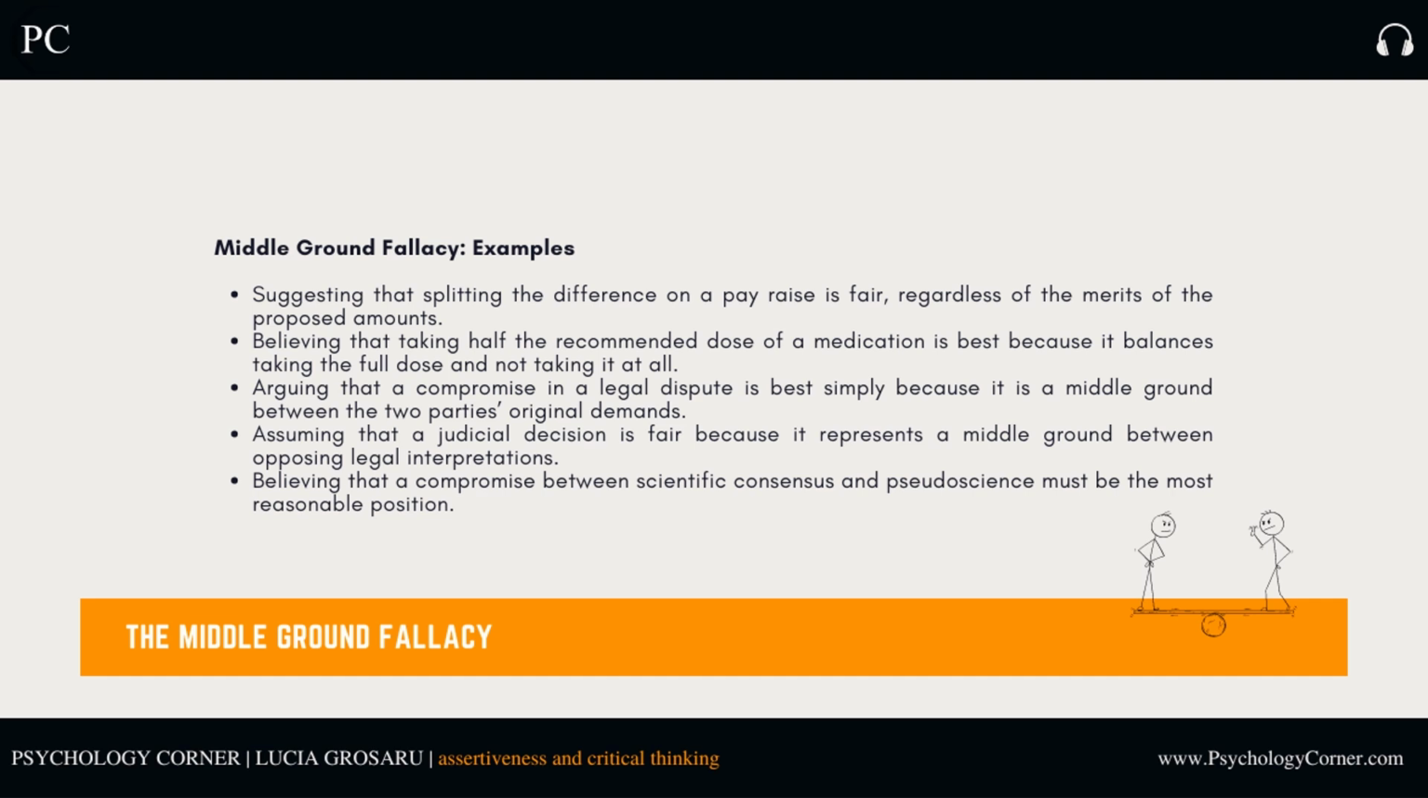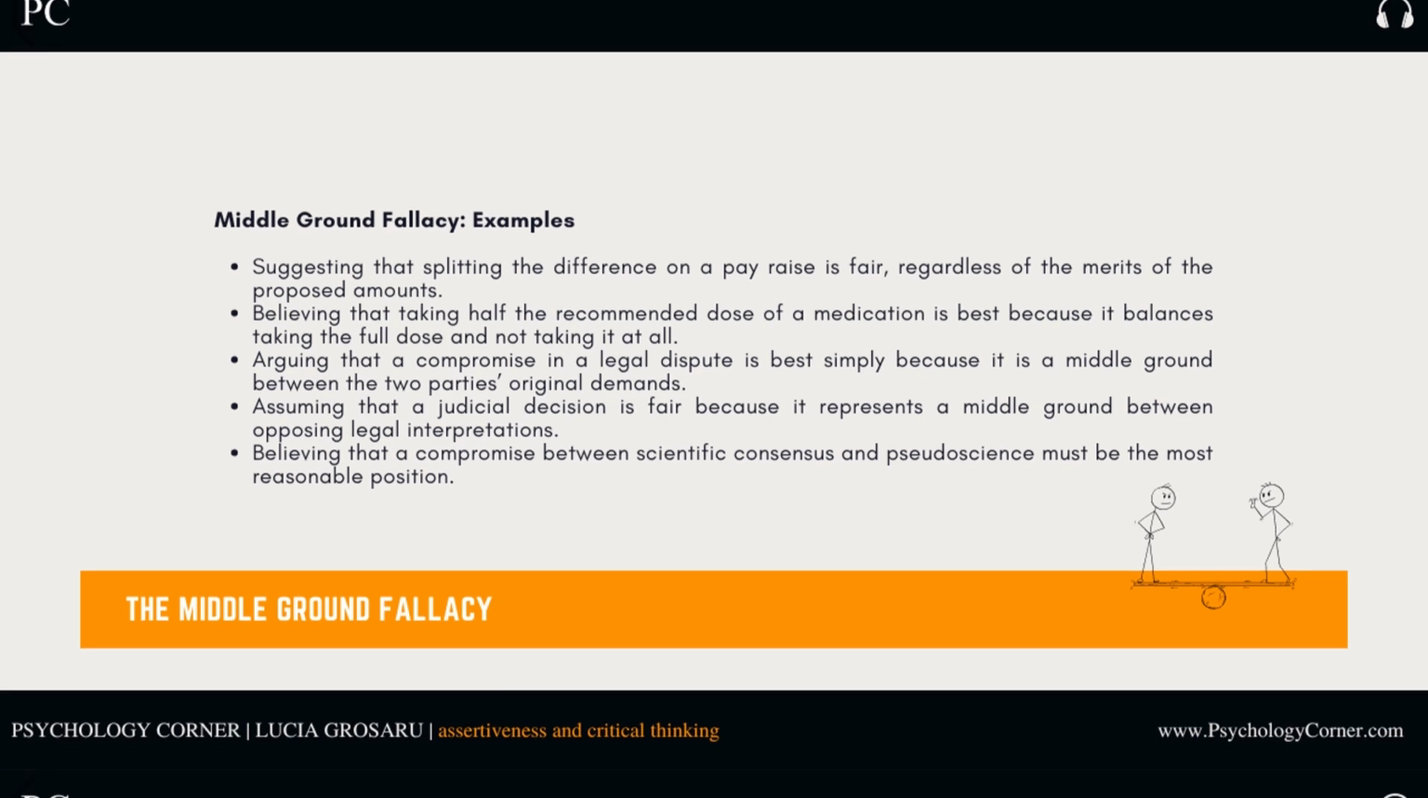Believing that taking half the recommended dose of a medication is best because it balances taking the full dose and not taking it at all. Arguing that a compromise in a legal dispute is best simply because it is a middle ground between the two parties' original demands. Assuming that a judicial decision is fair because it represents a middle ground between opposing legal interpretations. Believing that a compromise between scientific consensus and pseudoscience must be the most reasonable position.